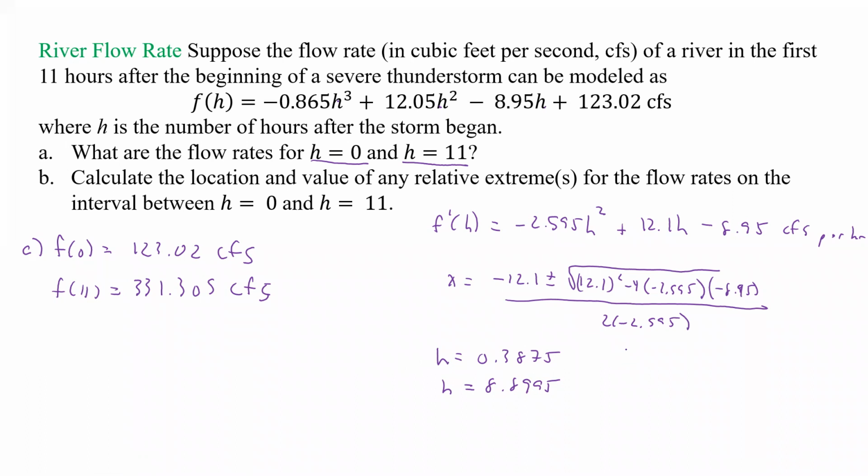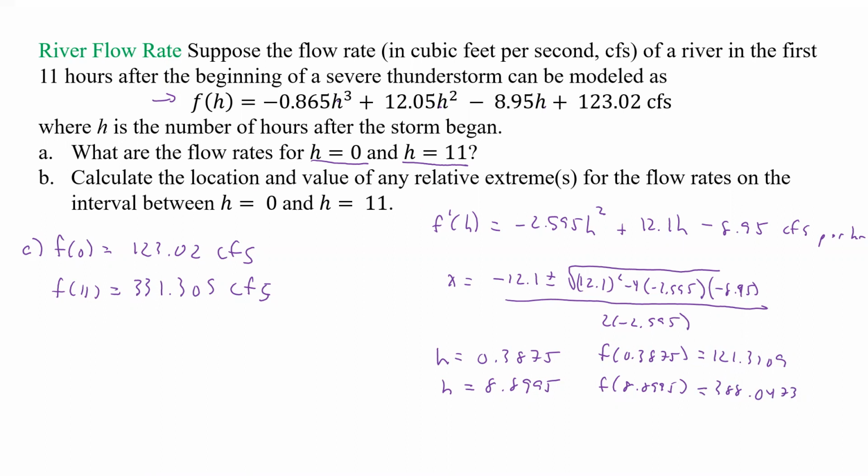And then what we need to do is find f of 0.3875 and f of 8.8995. So we're plugging it back into our original function. When I did that, that was equal to 121.3109, and that was equal to 388.0473. Okay, so that gave me those values.